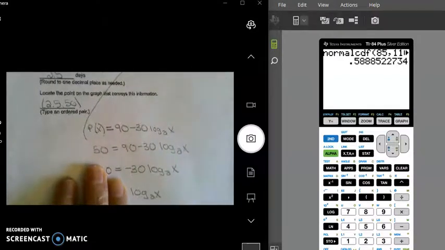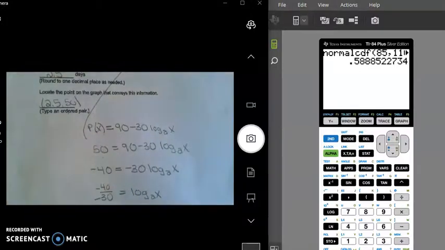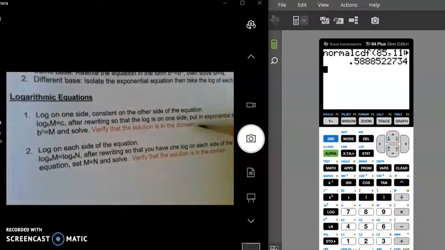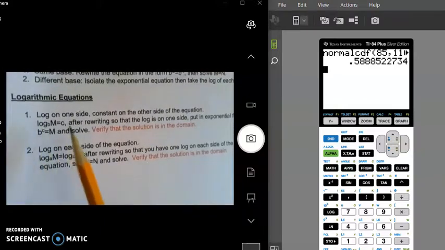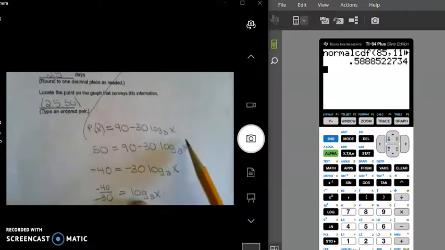Okay. So if you look at this particular problem, there's one log on one side and there's nothing on the other side. It's constant. So going back to our different expressions or different equations here, this would be like this one. There's a log on one side and there's a constant on the other. Okay. So first thing I'm going to do is get this isolated right here. So I'm going to get this isolated.